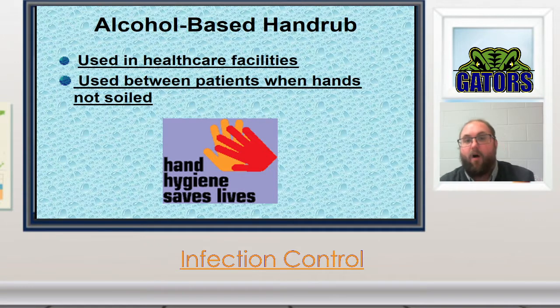Now, alcohol-based hand rub, or as we affectionately refer to it, hand sanitizer. These are used in healthcare facilities, and they are great for spot checking in between washing your hands. And so it's usually used between patients when hands are not dirty. So it's a spot check. Hand sanitizer does not replace washing your hands, but if you don't have anything else, it's a good place to start.